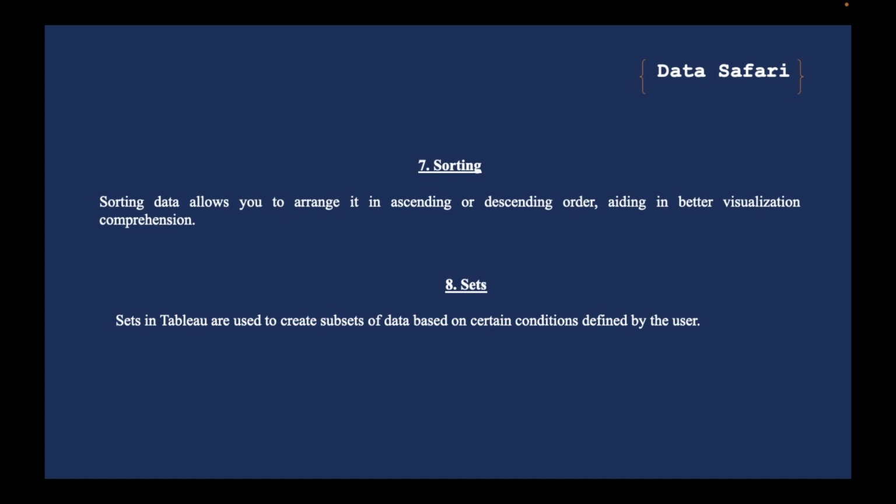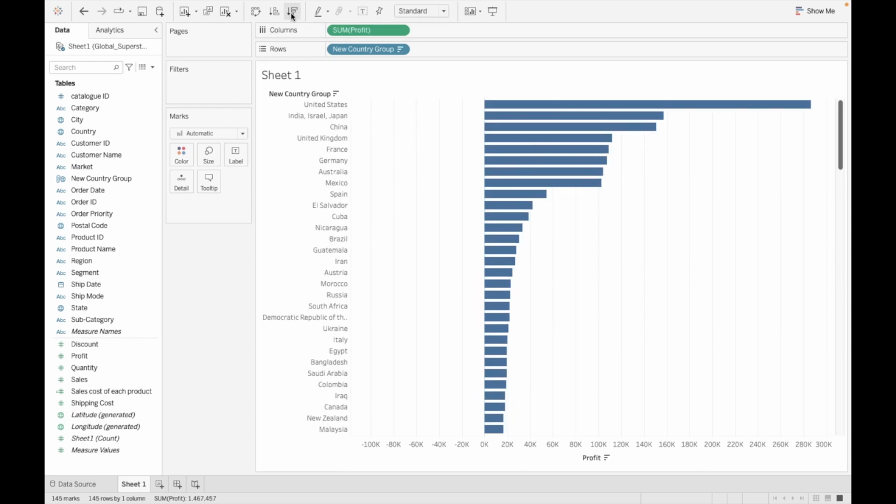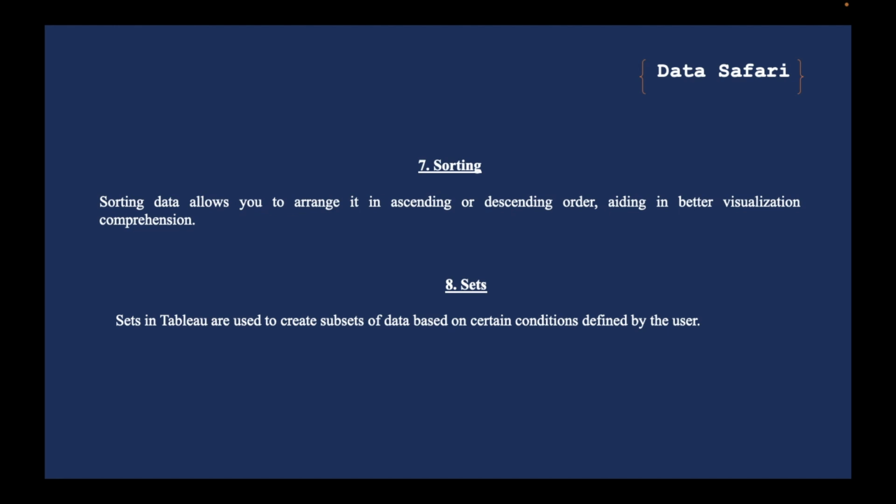Next one is sorting. Sorting data allows you to arrange it in ascending or descending order, aiding better visualization comprehension. The next one is sets. Sets in Tableau are used to create a subset of data based on certain conditions defined by the user.